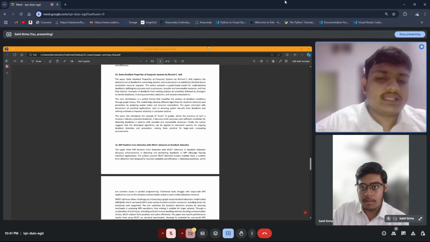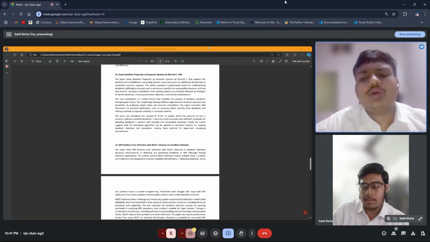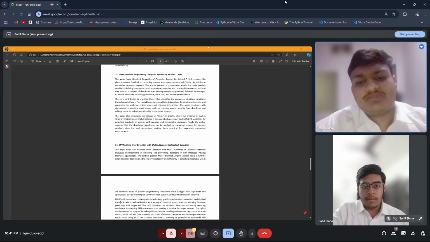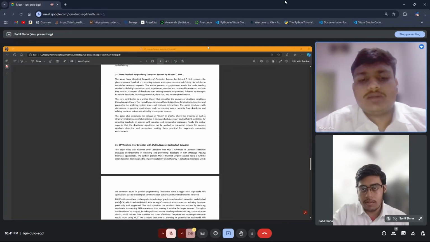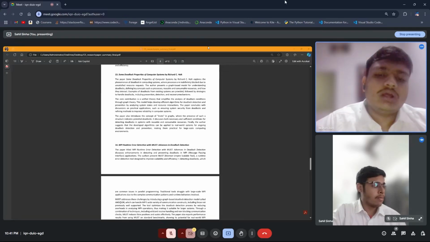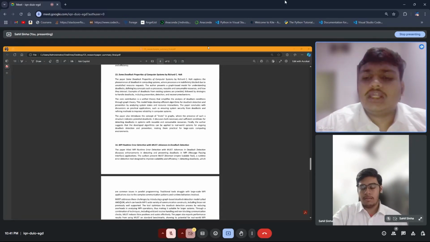Now we will be discussing our 13th research paper, which is based on some deadlock properties of computer systems. Richard C. Holt's paper explains deadlock in computer systems using a graph-based approach. The paper defines key concepts such as processes and resources interaction to build a unified theory of deadlocks. It introduces knots in a graph, which serve as an indicator of potential deadlock within a system.